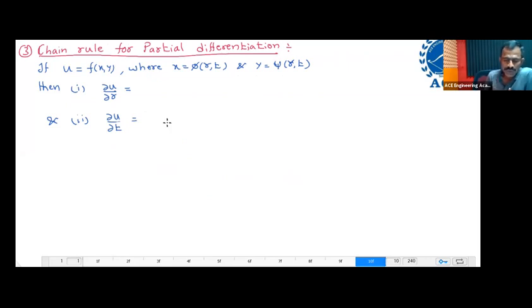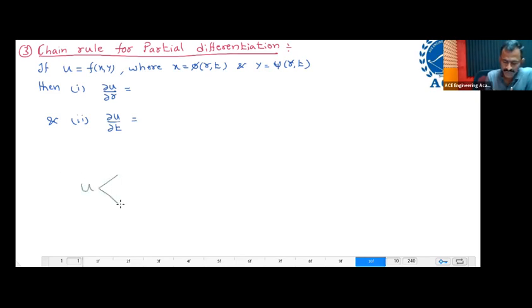Already I have shown you how to write the derivatives for a function like this. Any number of variables, doesn't matter. Just draw the diagram, and from the diagram, try to write the formula. That's all. So let us draw the first diagram for the given relation, and then we write the formula.